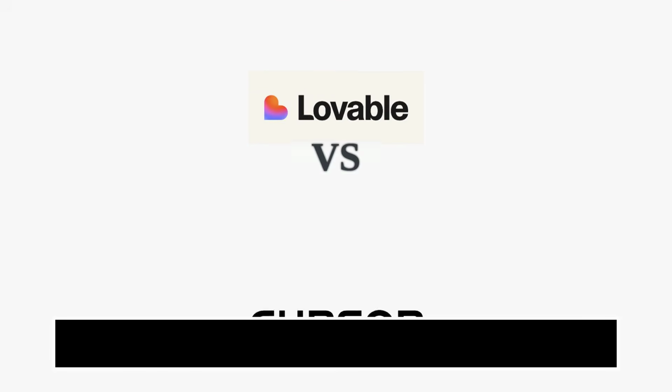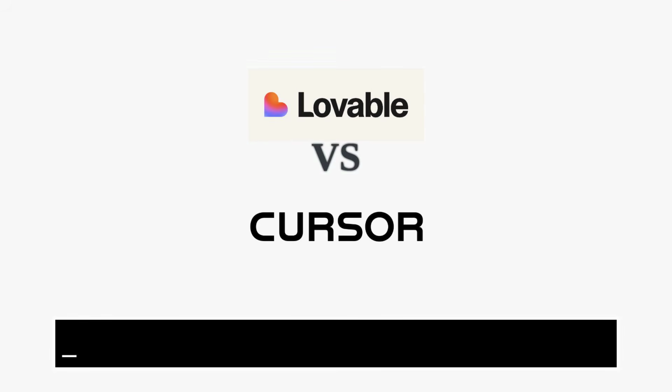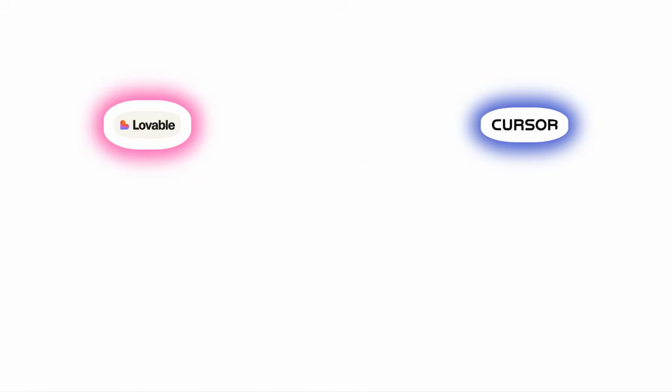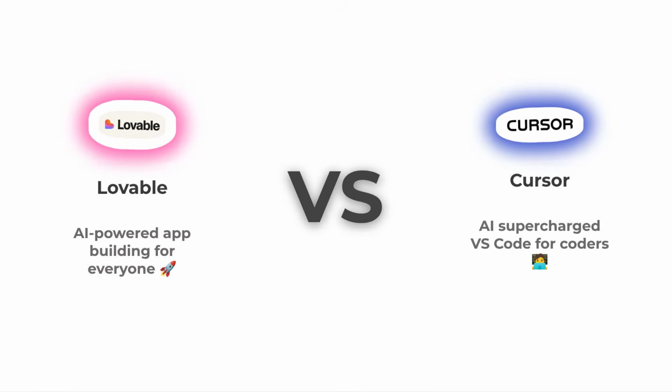Two next-gen tools promising to change how you work: Lovable versus Cursor. Which one really delivers? On the left, Lovable, packed with AI power and designed for seamless teamwork. On the right, Cursor, the streamlined, developer-centric assistant making big waves.